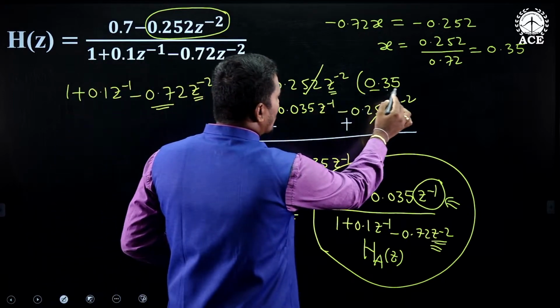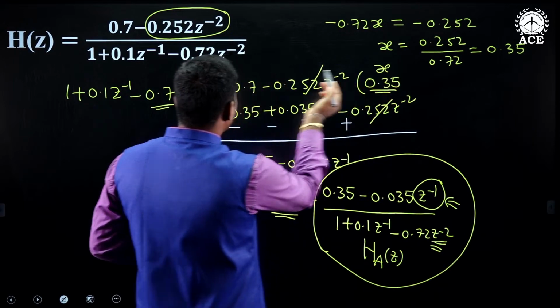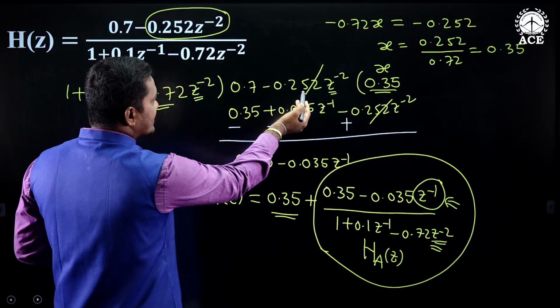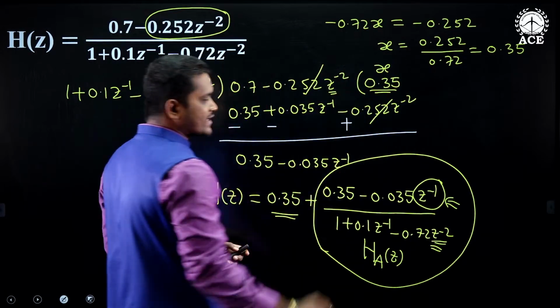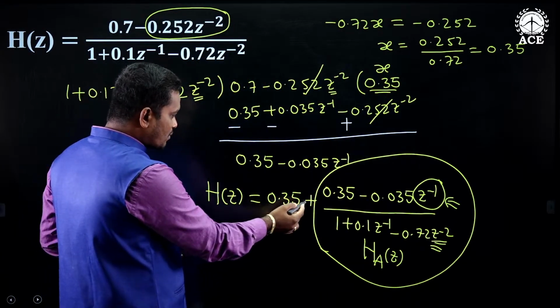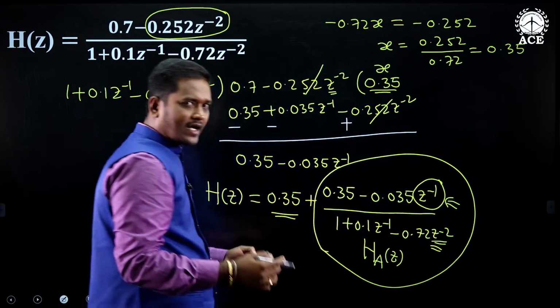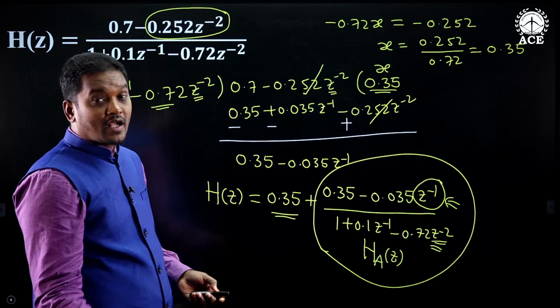Here you need to think how much is the multiplication factor. I told the logic now. You assume this is x, x into this one equals how to get this one. Just use this formula and get this one, okay? After getting like this, H of z equals 0.35 plus, write like this. Now the numerator order is less than the denominator order. Now go for the partial fractions.